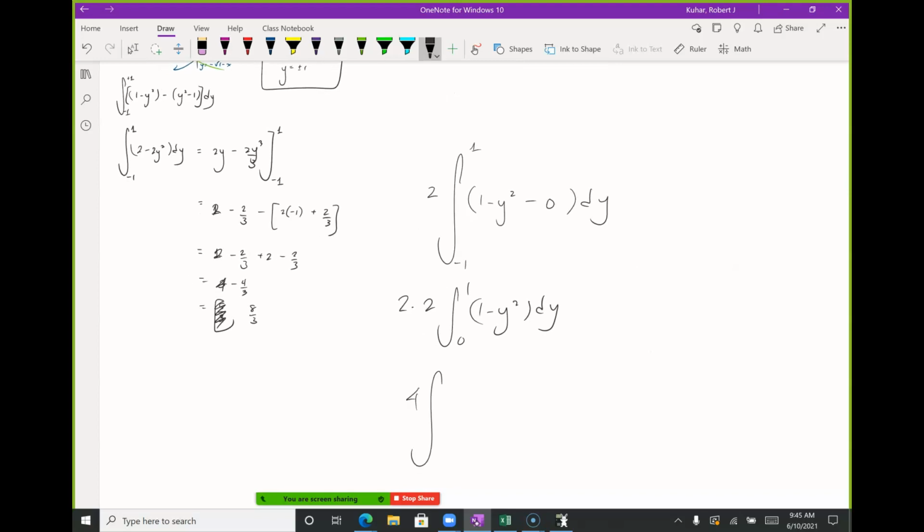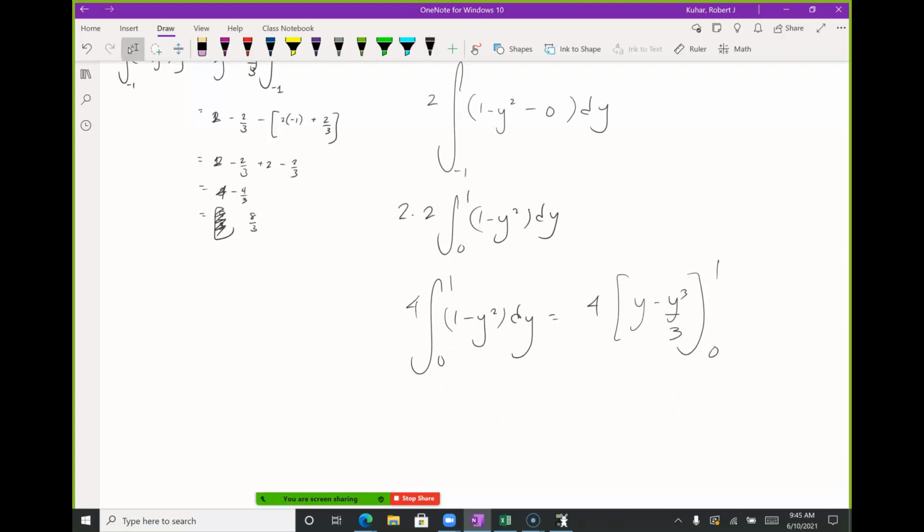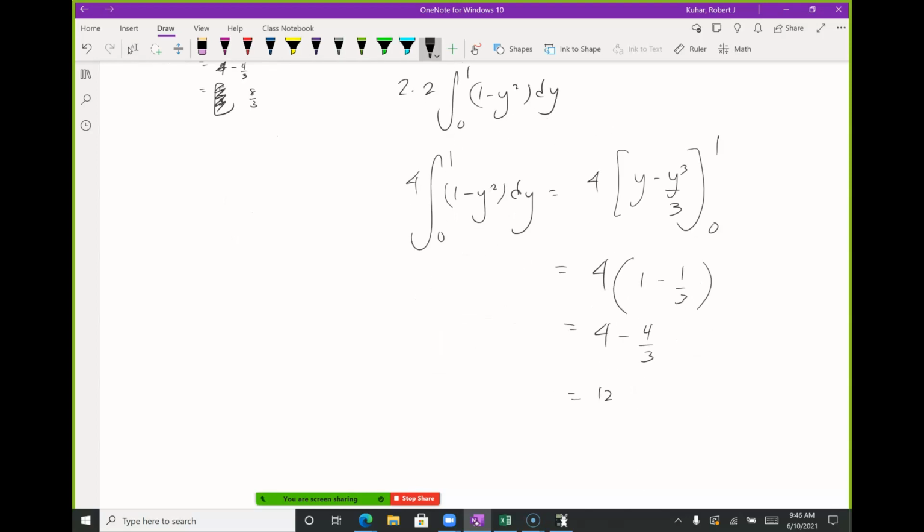So 4 times the integral from 0 to 1 of 1 minus y squared dy. That's 4 times y minus y cubed over 3. All I have to do is evaluate at 1 now, right? So 4 times 1 minus 1/3. So 12 minus 4 over 3, 8/3 again. Same answer. Depending on who you had for Calc 1, they talked about all these symmetries. If you see something symmetric, you can just do half of the integral and double it.